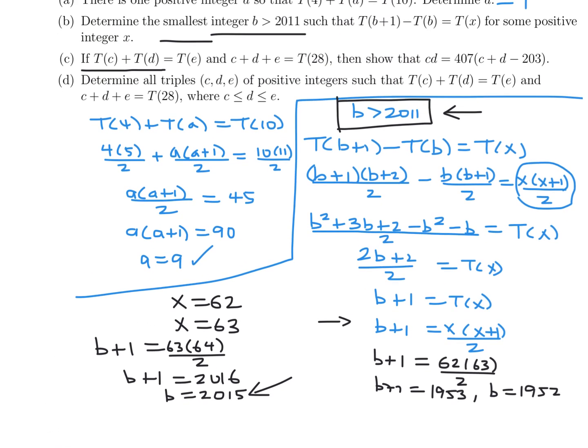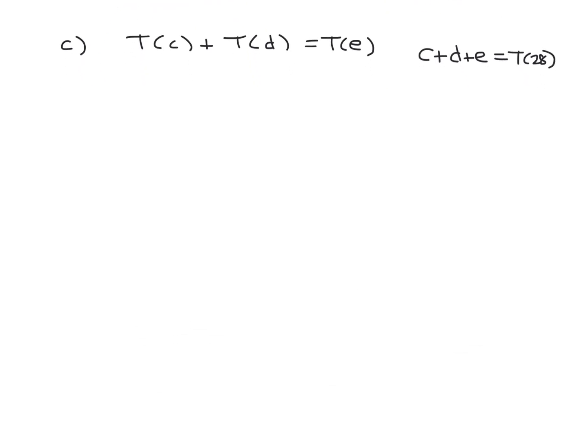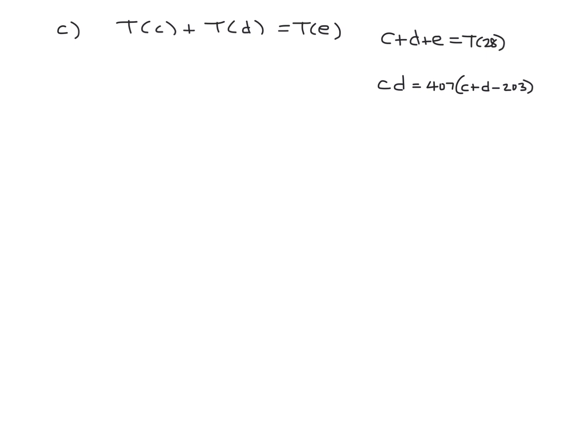Let's see here. Oh, we have to show this. All right, so I guess we just have to do some algebraic manipulation. They want us to eventually show that cd is equal to 407 times (c plus d) minus 203. Correct? Okay, so this is all we're given, so let's work with what we are given. All right, so here we go.